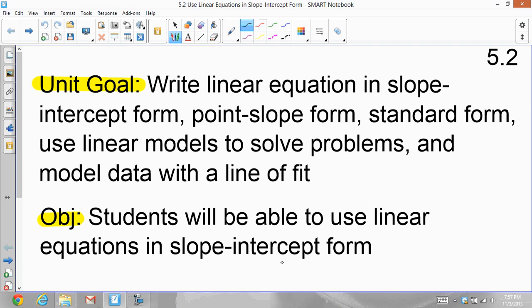Today you will learn how to use linear equations in slope-intercept form, and this is in chapter 5 lesson 2, use linear equations in slope-intercept form. Make sure that you are writing the lesson number, the title, and everything that follows.